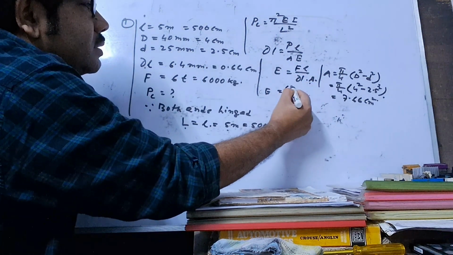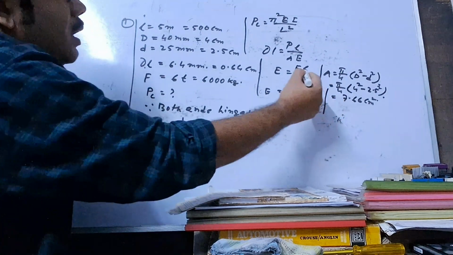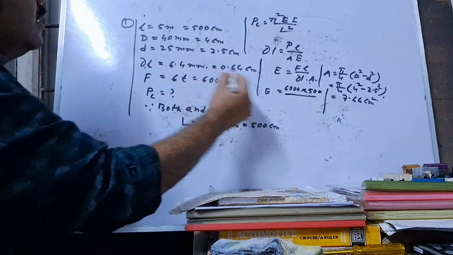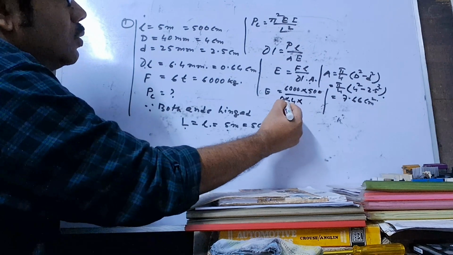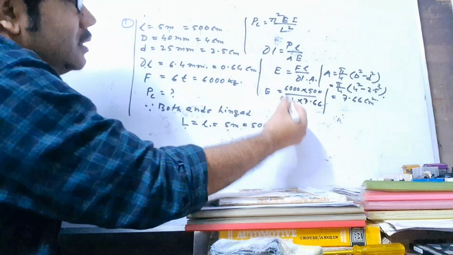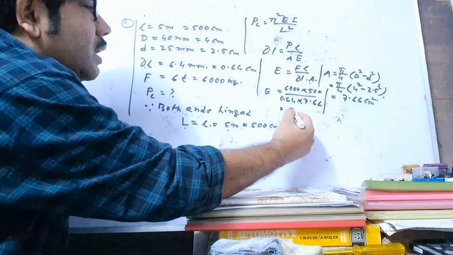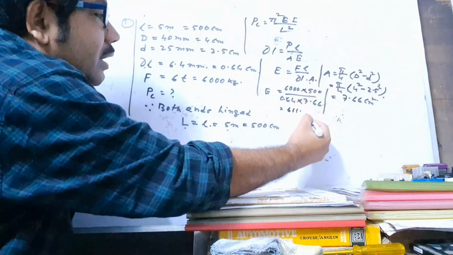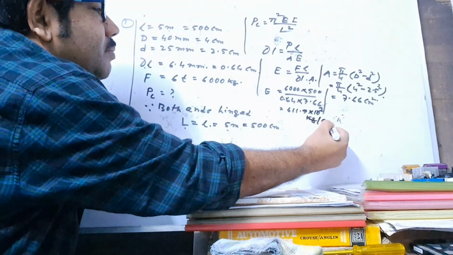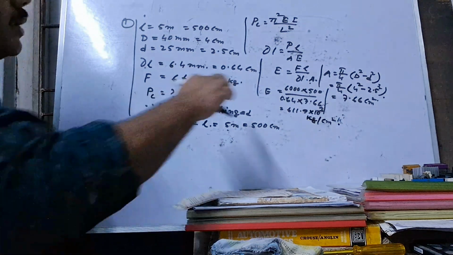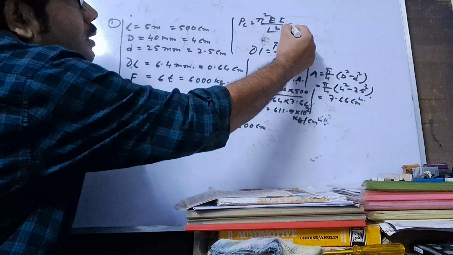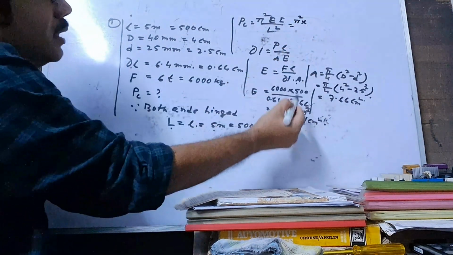This is 6,000, L is 500 by del L, that is 0.64, and A is 7.66, and this value will be 611.9 into 10 to the power 3, and here the unit is kg per centimeter square. This is the value of capital E.